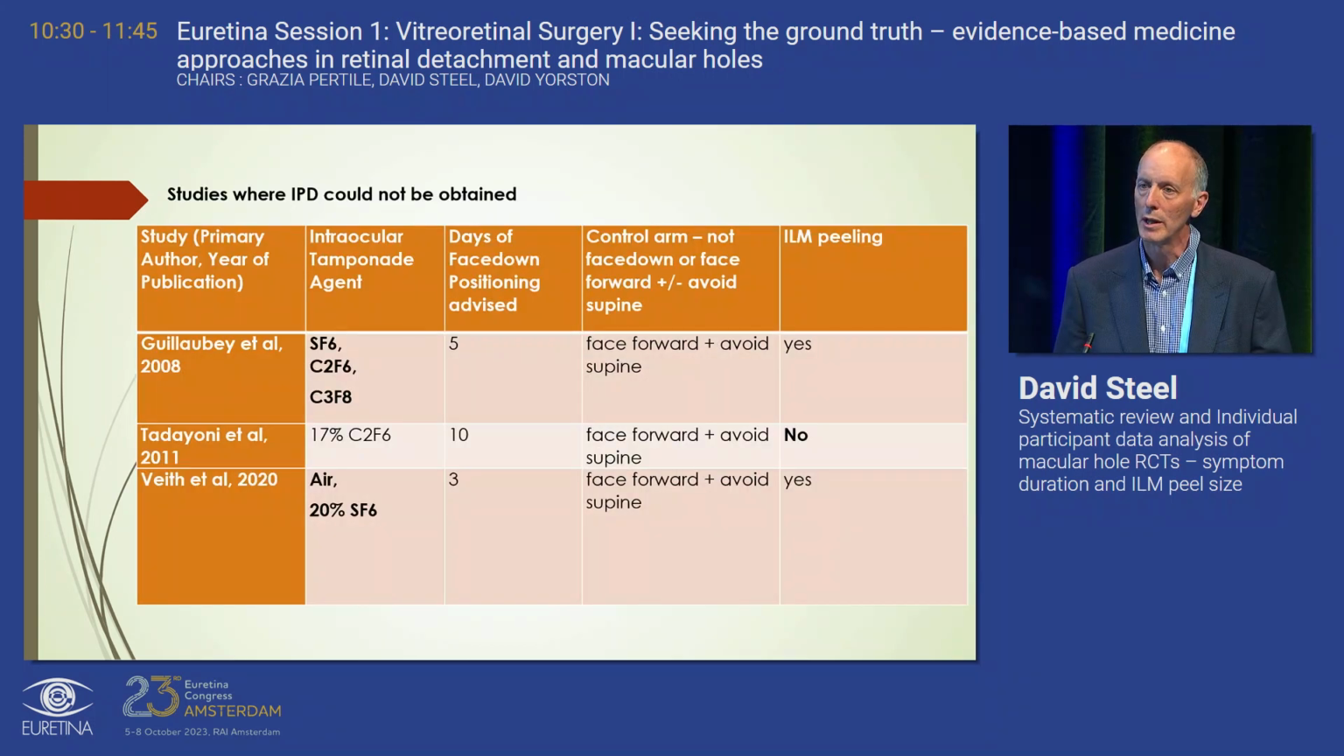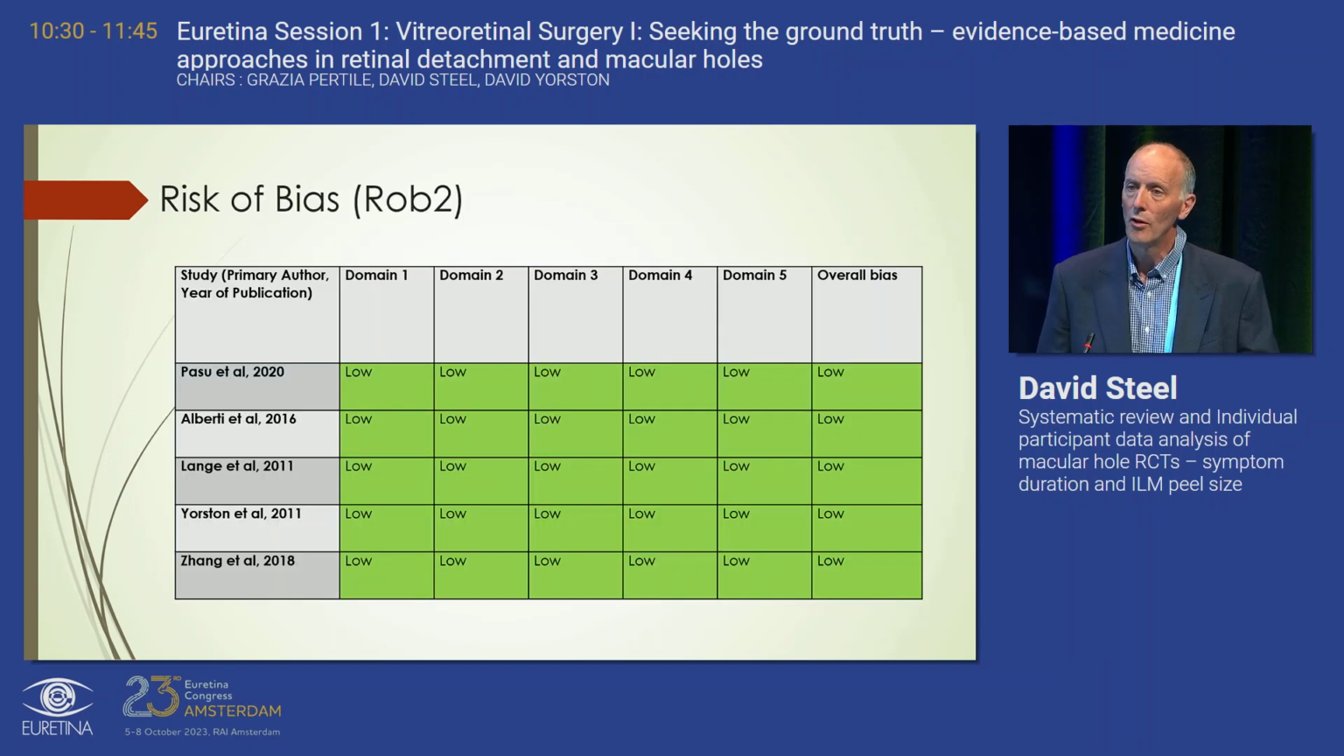The IPD where we couldn't get the data from are these ones. So one of them was legally not allowed to share the data, and the other 2 we couldn't contact the co-authors. Interestingly, they did have variable gases used, which would have confounded our analysis, and one study didn't peel the ILM, which would have also confounded it, but we couldn't get the IPD, so we haven't included them. And also, another nice thing about the 5 studies that we did get the IPD for was that they all had low risk of bias by the ROB2 assessment method.